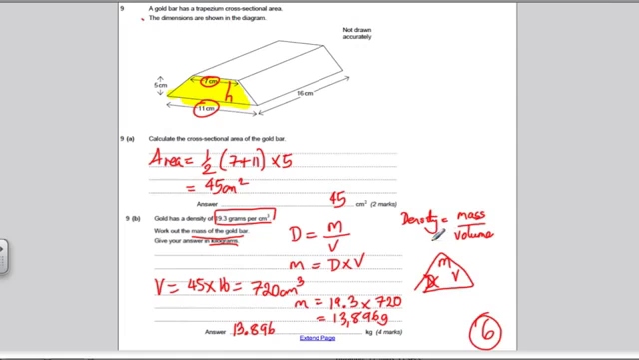Okay, last question now. As always, pause the video, have a go yourself. You can use the formula booklet for the next question, it may help you. So try and work out the volume in the next question. After 10 seconds, I'll go through. Here we go.